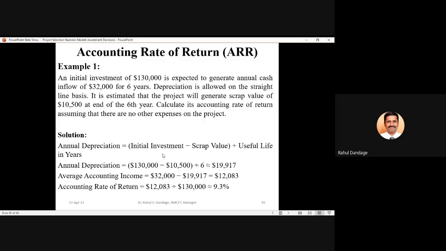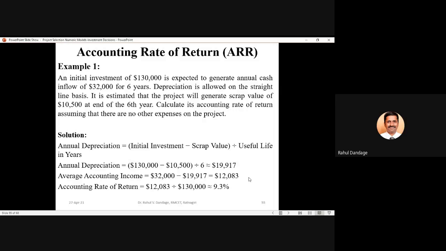So for the accounting rate of return, this average accounting income should be divided by the initial investment. So we get the accounting rate of return equal to 9.3%. Sometimes there will be some accounting rate of return specified, and if your accounting rate of return is exceeding that benchmark, you can accept the project. If it is less than that, you can reject the project.